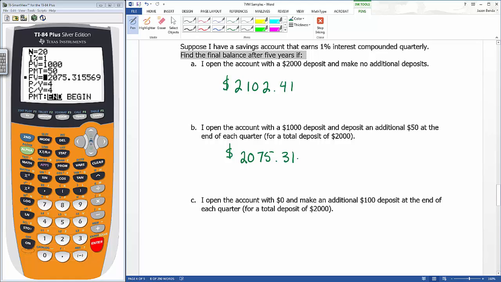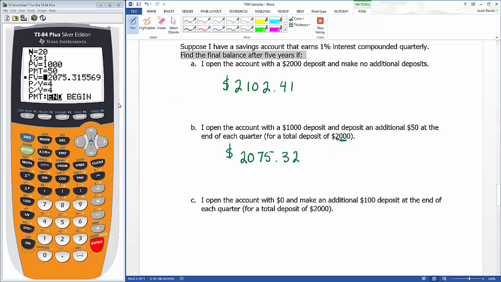Now this makes sense. I would expect, actually, to the nearest cent, that would be 32. This makes sense because the bank doesn't have as much of my money for as long. Still, total deposit is 2,000. But they don't have the full 2,000 for the full 5 years. So they're not going to pay me as much.